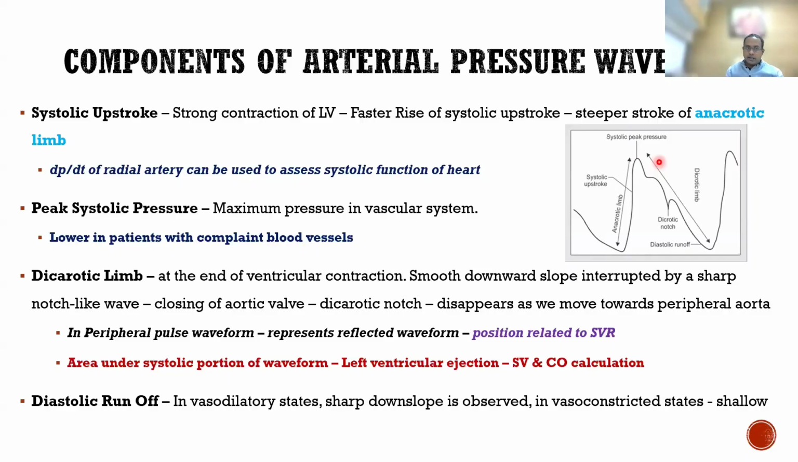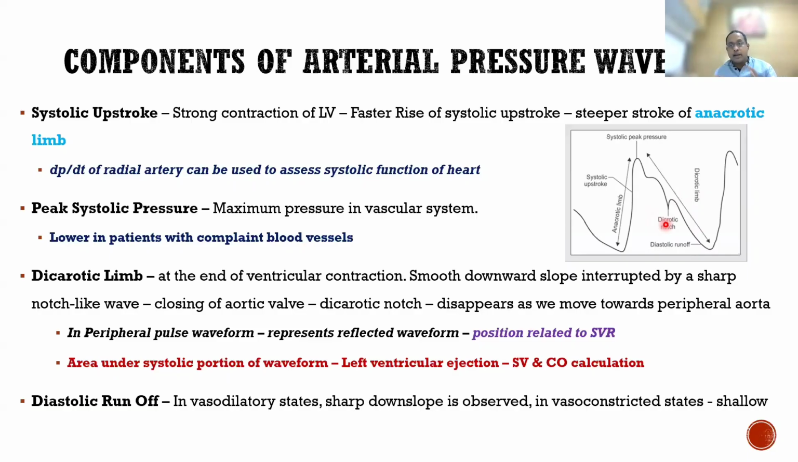Then there is a dicrotic limb, which indicates the end of ventricular contraction, and there is a smooth downward slope for that dicrotic limb. It is interrupted by a sharp dicrotic notch. Everybody knows that this dicrotic notch corresponds to the closure of the aortic valve. But this is for the central aorta. As we move into the peripheral arteries from the central aorta, this dicrotic notch moves downwards and finally disappears.